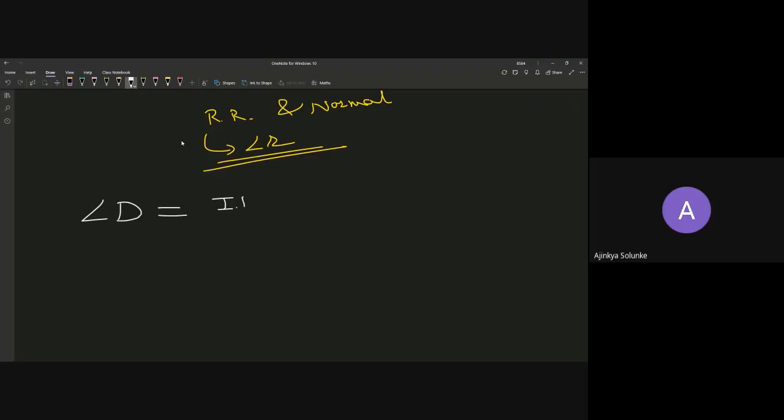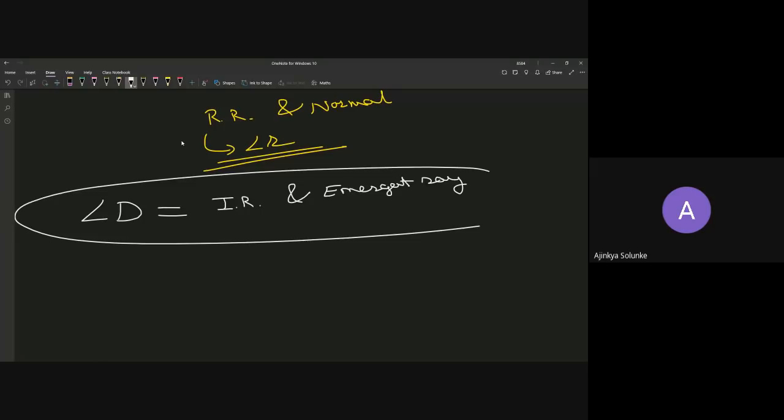Incident ray is one, definitely. And yes, Ria correct. One is incident ray and one is emergent ray. Incident ray and the emergent ray, angle D. Correct.